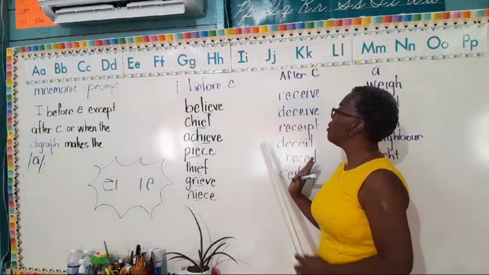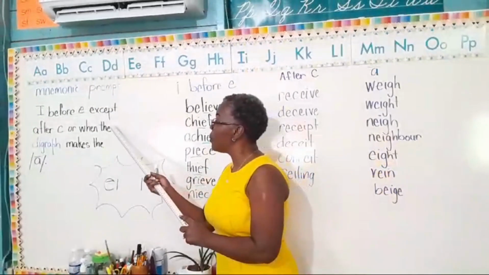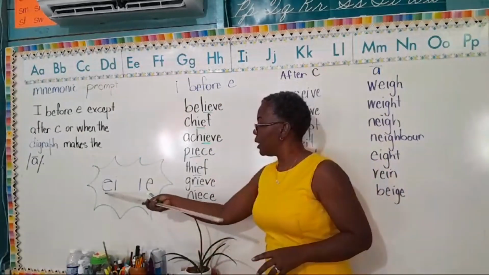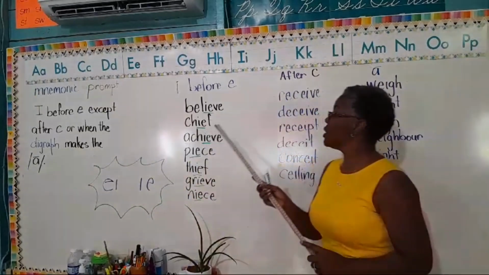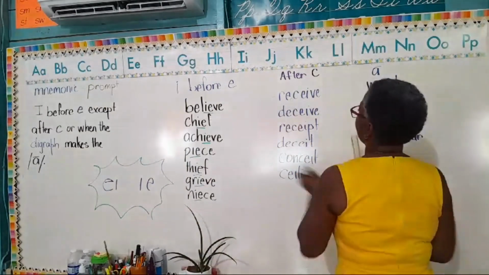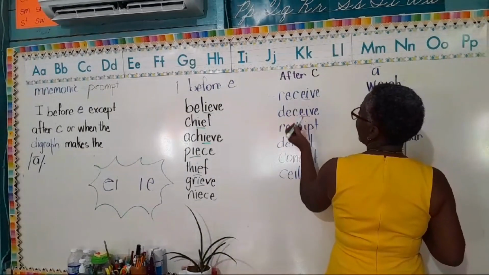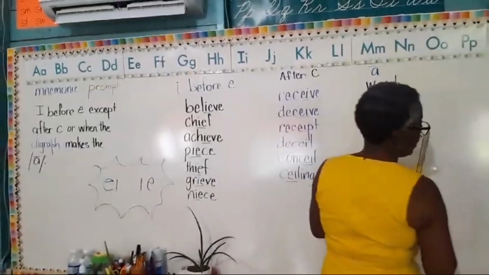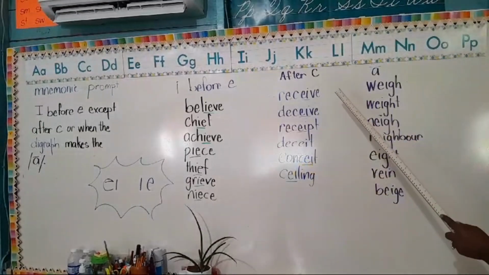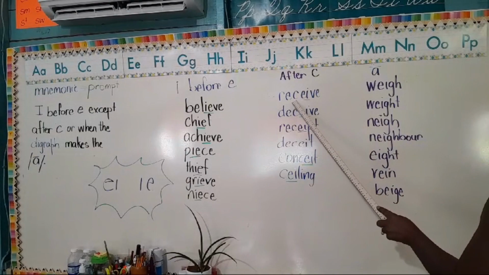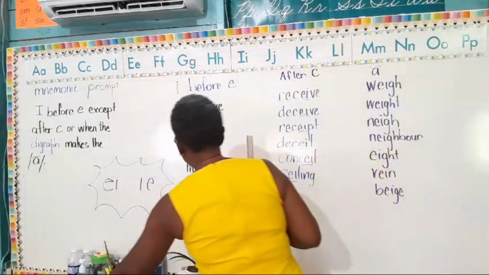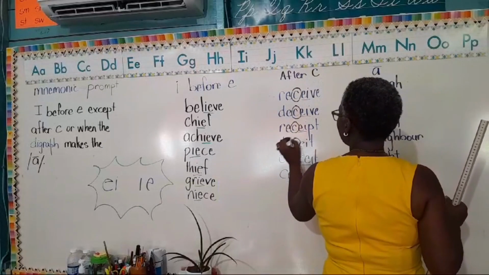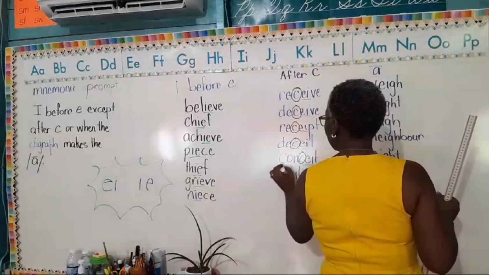Then we have after C. So let's see what happens after C. After C, we will not spell I before E. We're going to spell E, then I. After C, it's going to be E, then I. So let's look at our words. We have receive. Here is a C. Let me circle my C, so we can see the C and remember our spelling. Can you see the C?